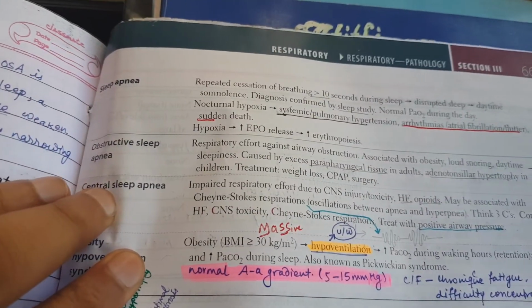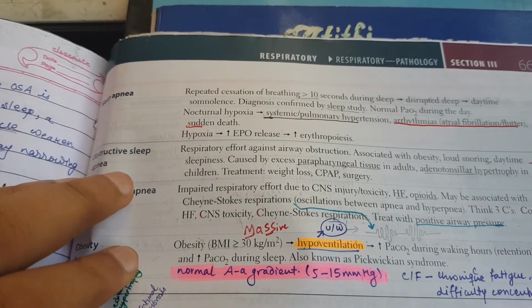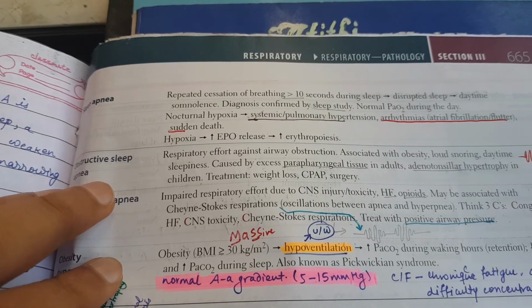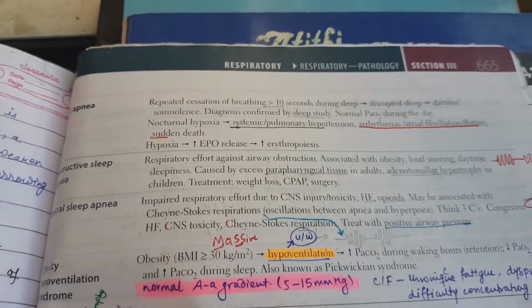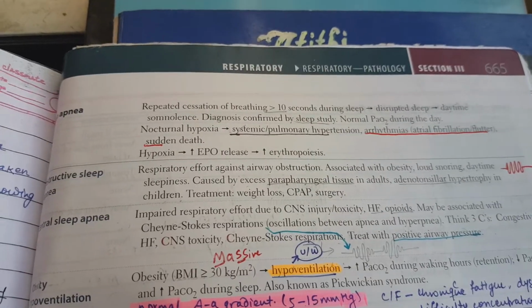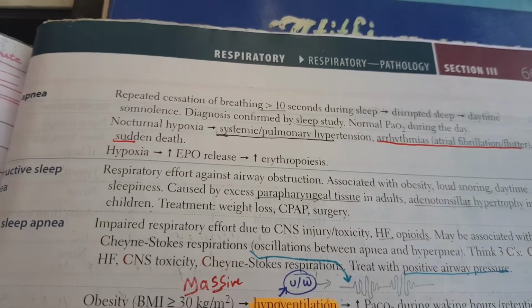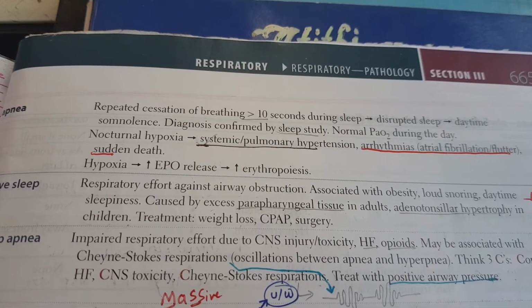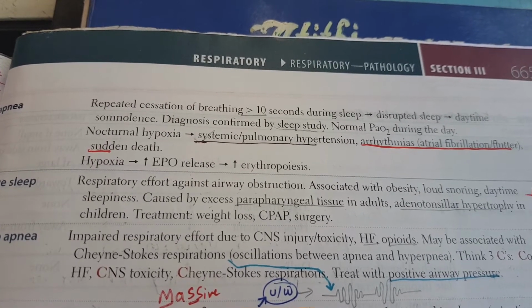Now this is about sleep apnea, right? So in sleep apnea, just remember there is repeated cessation of breathing, more than 10 seconds during sleep. That is why there is disrupted sleep and daytime somnolence, okay? Just imagine if you are not able to sleep properly at night, as you have repeated cessation of breathing, so what will happen in the daytime? You will try to compensate for your sleep by daytime sleepiness. Diagnosis is confirmed by the sleep study.